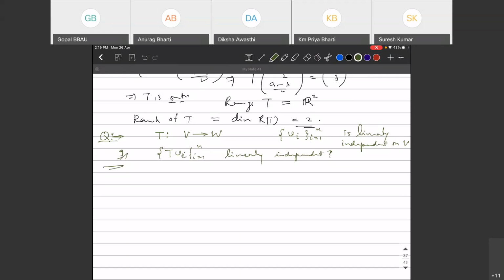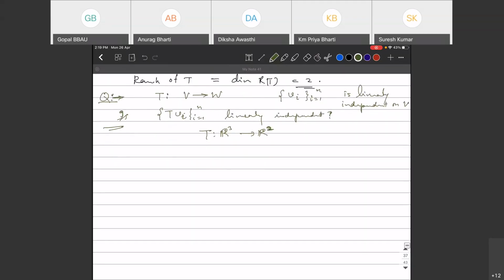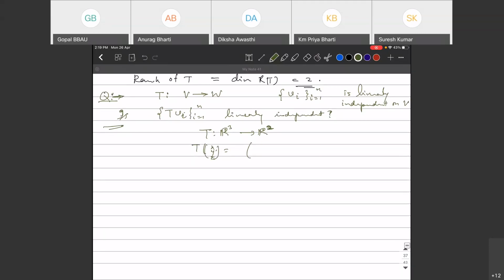Sir, may or may not be. May or may not be. Okay. So can you give some counterexample? At least one counterexample? Yes, sir. Please tell. Sir, T from R3 to R2 defined as T of (x, y, z) equal to (x plus y, x plus 2y plus z).